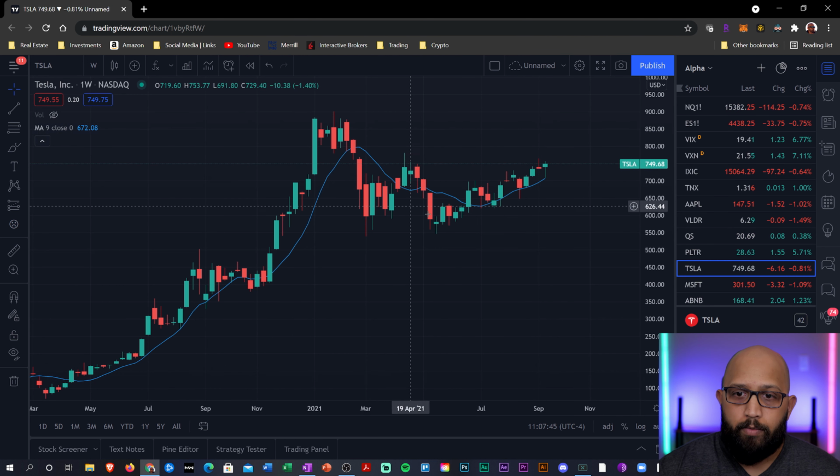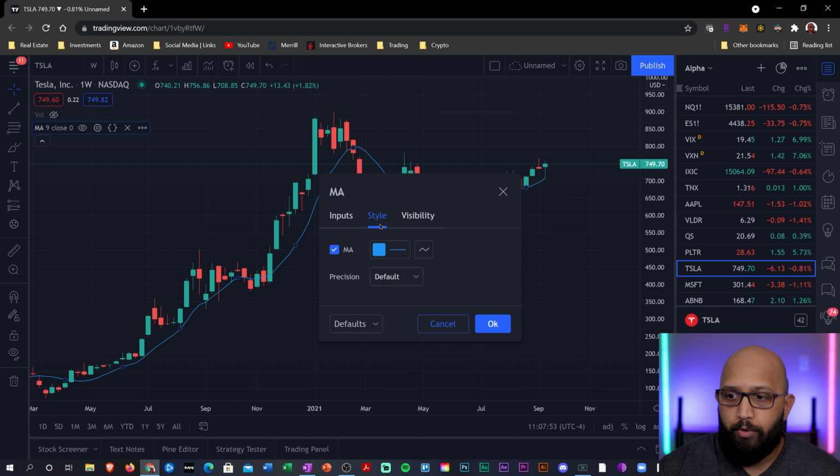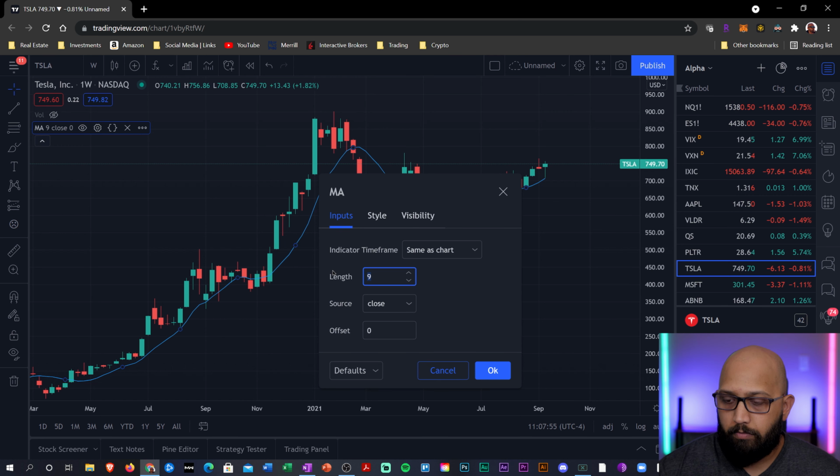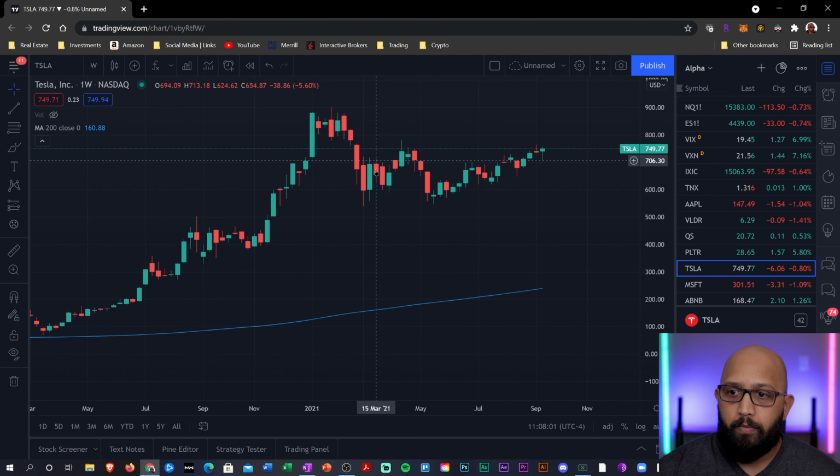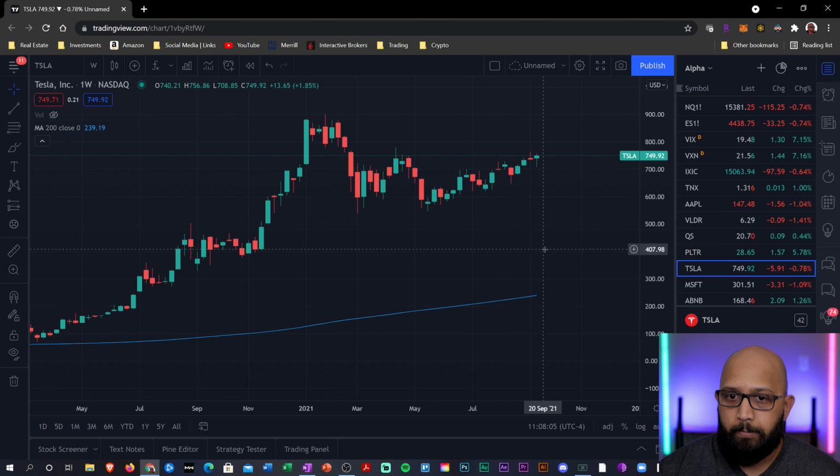So we added the moving average to our chart, and it looks like the moving average is the 9-day period. So we're gonna change that. We're going to make that a 200 moving average. 200 days. So it looks like Tesla is trading well above the 200 moving average, which is good. So for long-term growth, right?